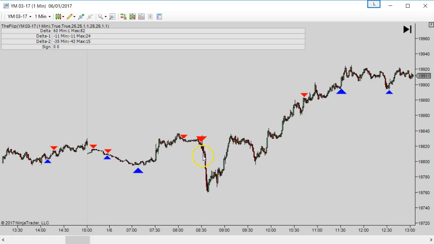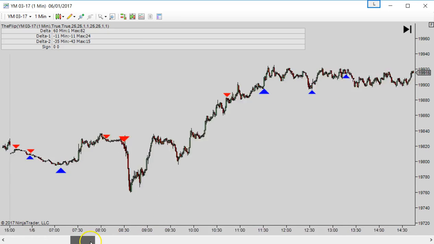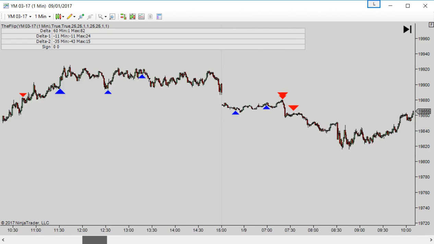Somebody literally sent me a chart just like this, saying, oh, I didn't know where to get out, so I got out up here. Well, come on. Take a look at your trading and reassess it.